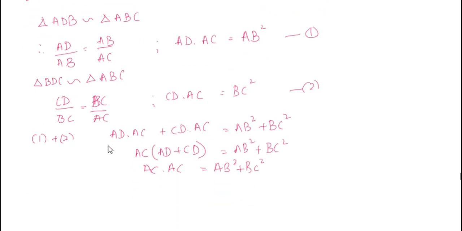Therefore AC square equal to AB square plus BC square. This is the proof of Pythagoras theorem.